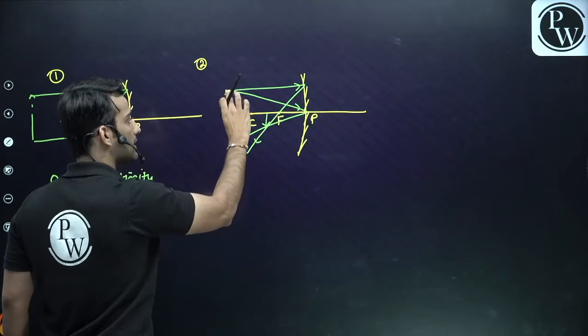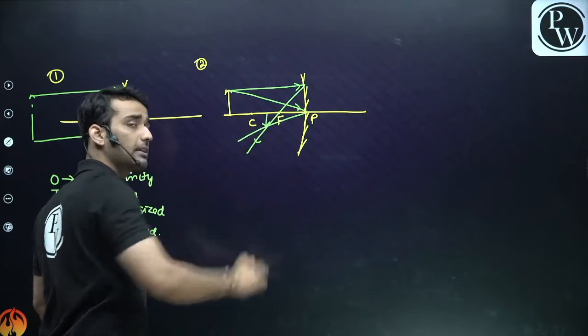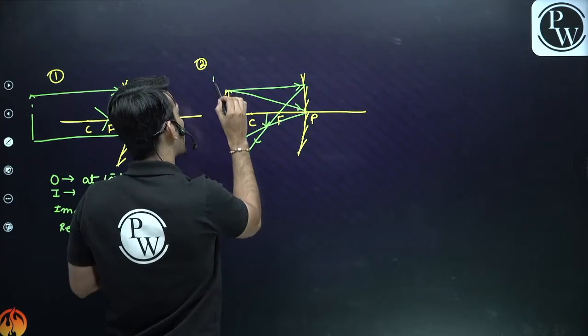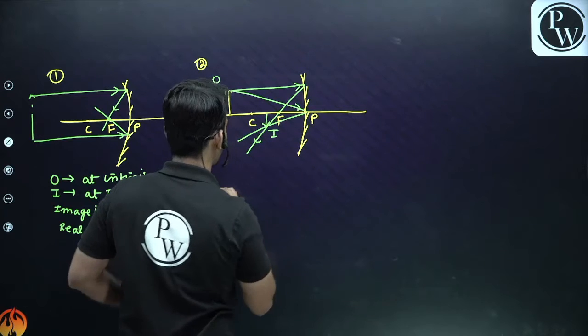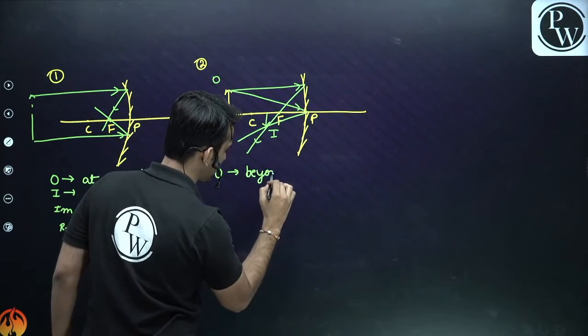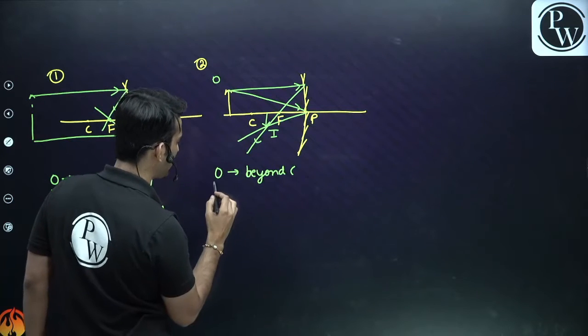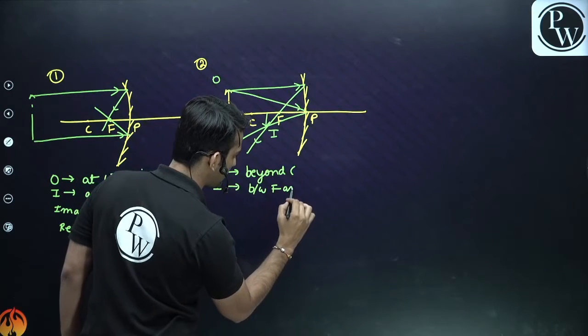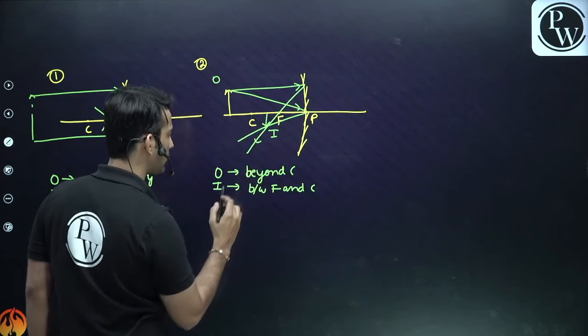So guys, this is the object, and this is the image, because this is where the reflected rays are meeting. So the object is beyond C, beyond the center of curvature. The image is between F and C, between focus and center of curvature.